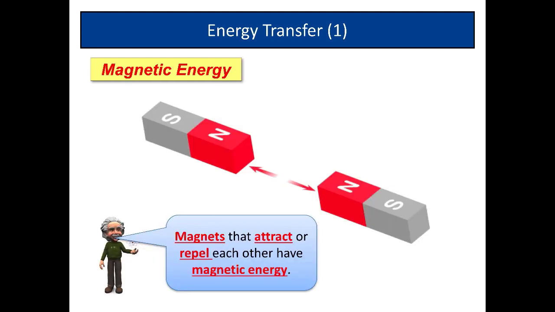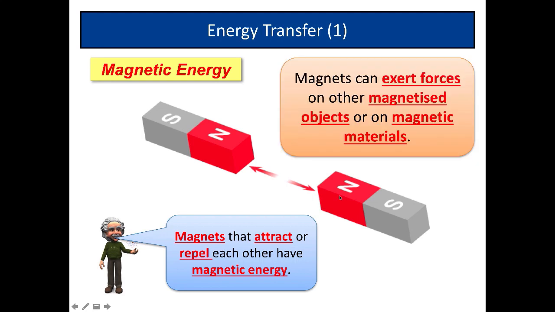Next we've got magnets. Magnets attract or repel each other, and have magnetic energy. You should know here that when two north poles come towards each other, they will push each other apart. They've got a magnetic energy store. So magnets can exert forces on other magnetized objects or on magnetic materials. Okay, so that's the magnetic energy store.